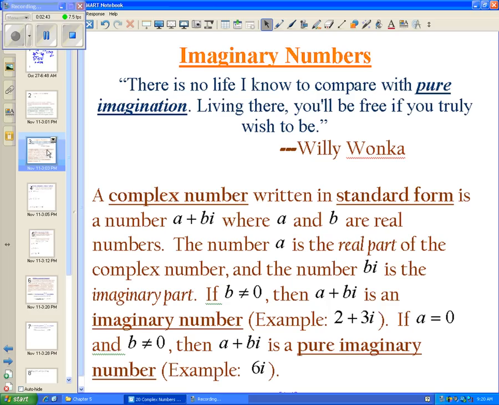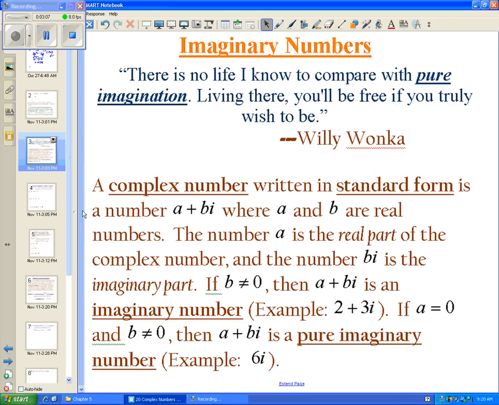Love, Willy Wonka. A complex number is written in standard form as a plus bi, where a and b are real numbers. The number a is the real part of the complex number, and the number bi is the imaginary part. If b does not equal 0, then a plus bi is called an imaginary number. Example, 2 plus 3i. If a equals 0 and b does not equal 0, then a plus bi is a pure imaginary number, meaning 6i. What in the world does this look like?